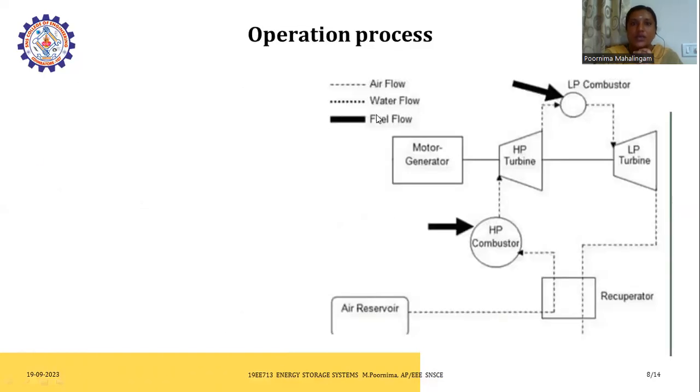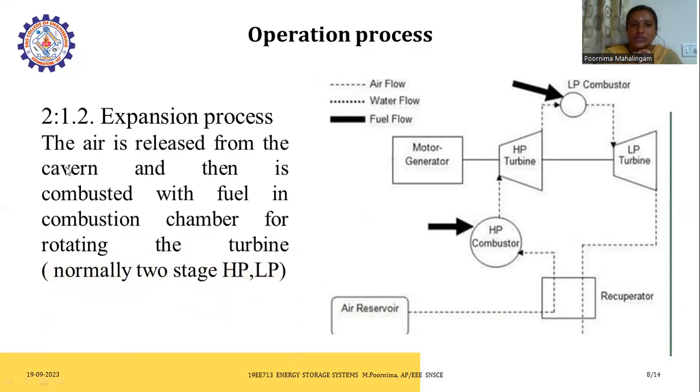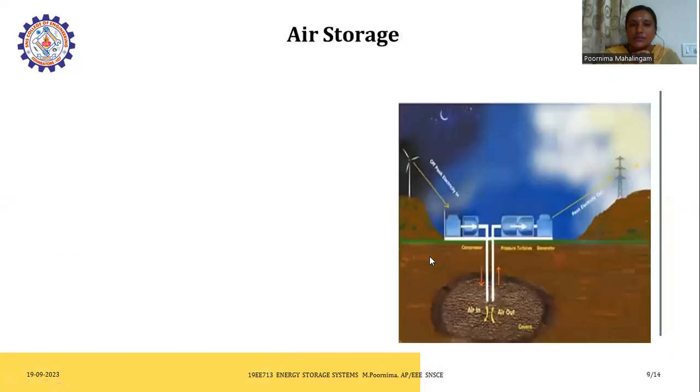Here is the operating process again. The next process is the expansion process. What is the expansion process? The air is released from the caverns, and then it is combusted with fuel in combustion chambers to rotate the turbine. There are normally two stages: a high pressure turbine and a low pressure turbine. Here we see the motor generator, the high pressure turbine, and the low pressure turbine.